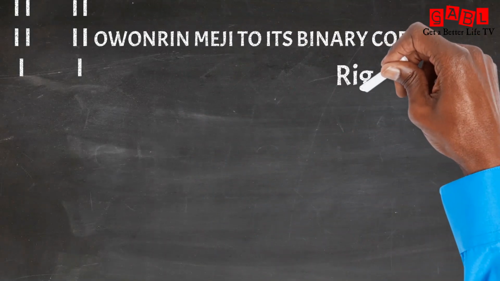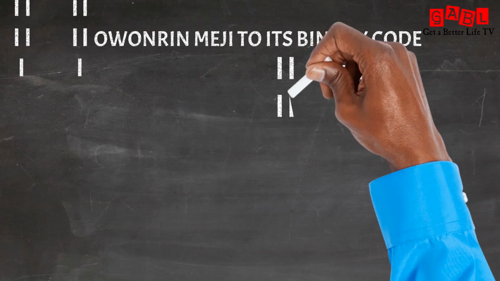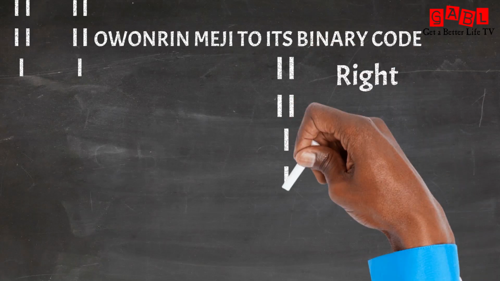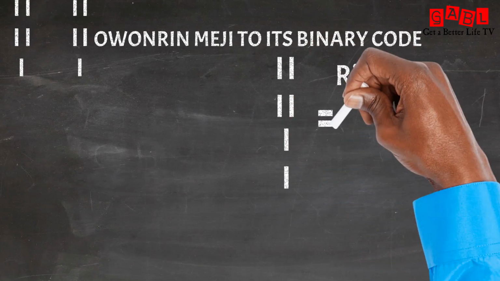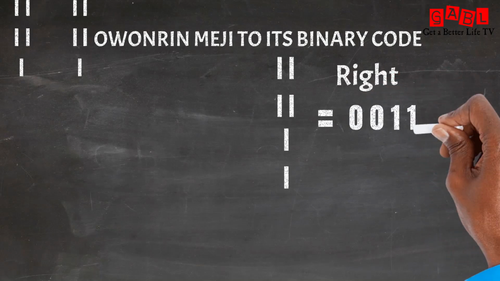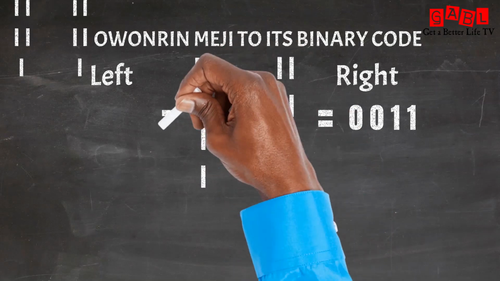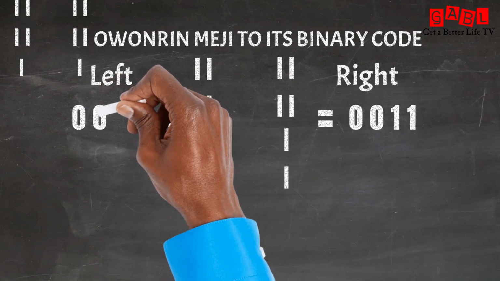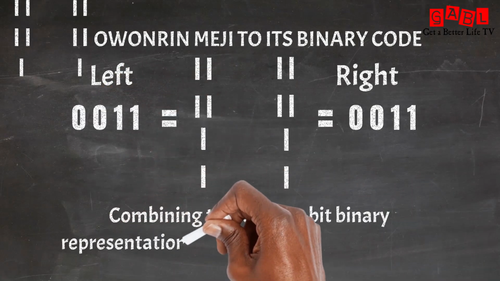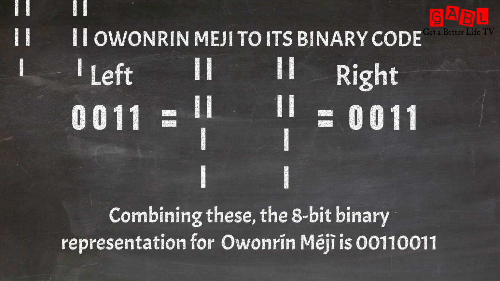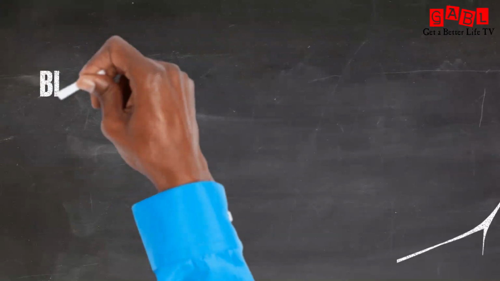Converting this to binary, the right column, top to bottom, has double line, double line, single line, single line. This translates to 0, 0, 1, 1. The left column also has double line, double line, single line, single line. This translates to 0, 0, 1, 1. Combining this, the 8-bit binary representation for Owonrin Meji is 0, 0, 1, 1, 0, 0, 1, 1.